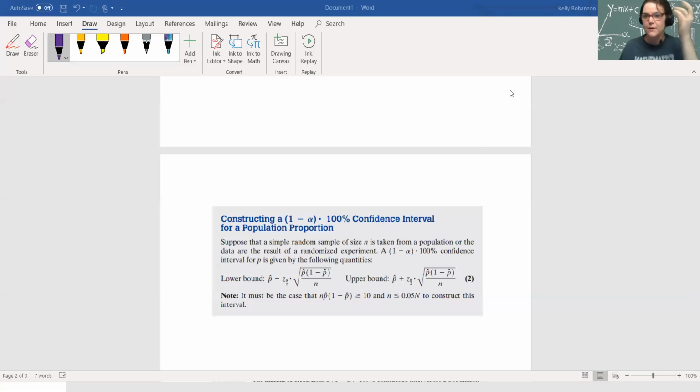All right, so before we go on to example 4, it's going to have us actually construct our own confidence interval. So there's this piece in your notes about constructing a confidence interval. Suppose that a simple random sample of size n is taken from a population, or the data are the results of a randomized experiment. A (1 minus alpha) times 100% confidence interval for p is given by the following quantity.